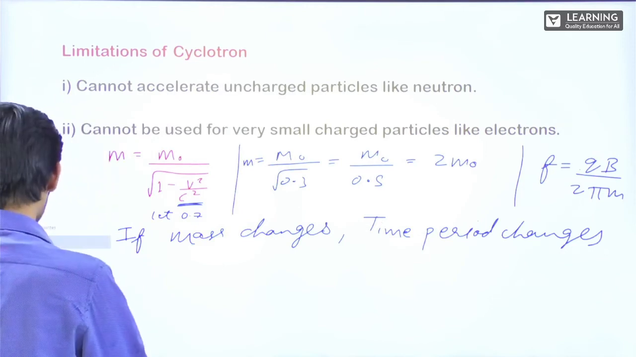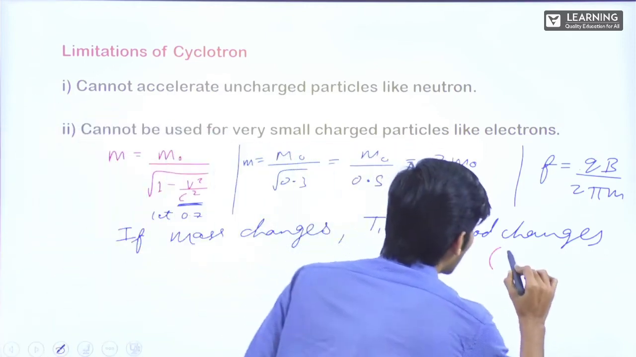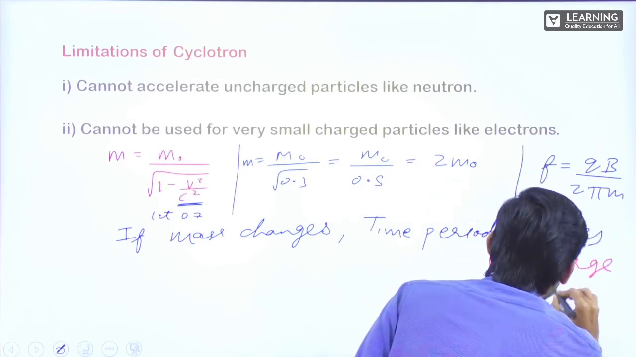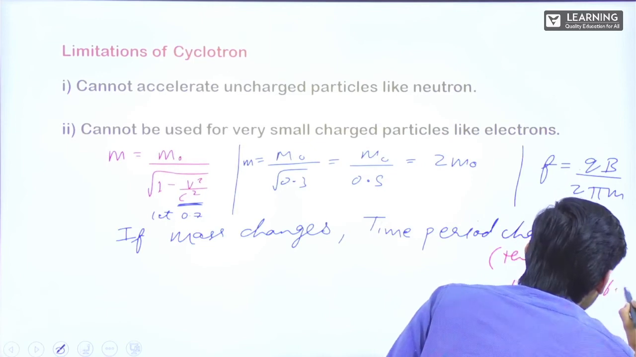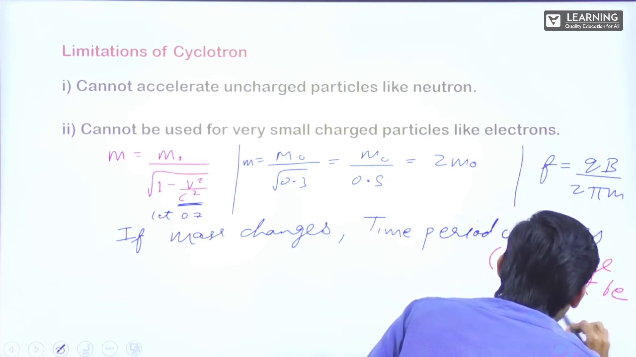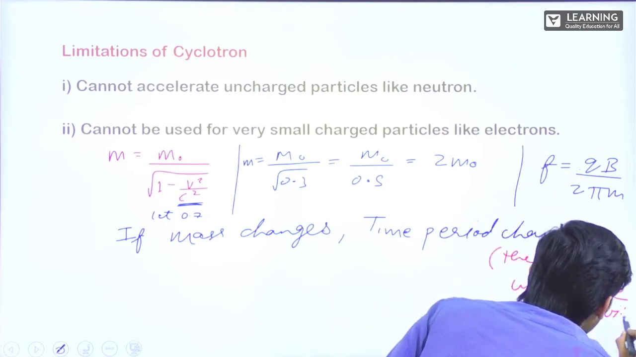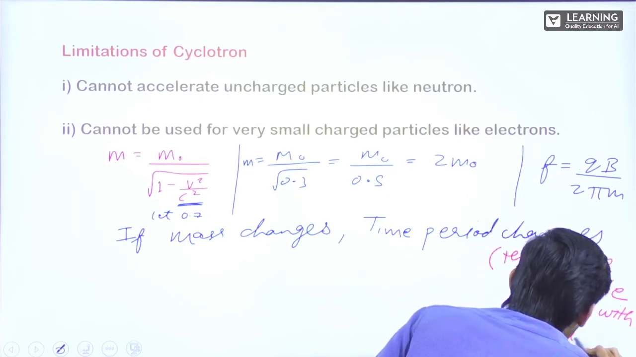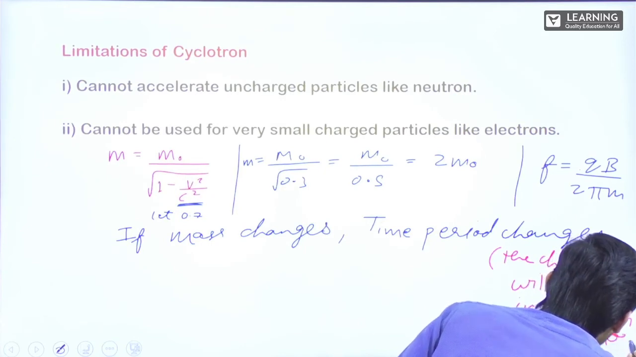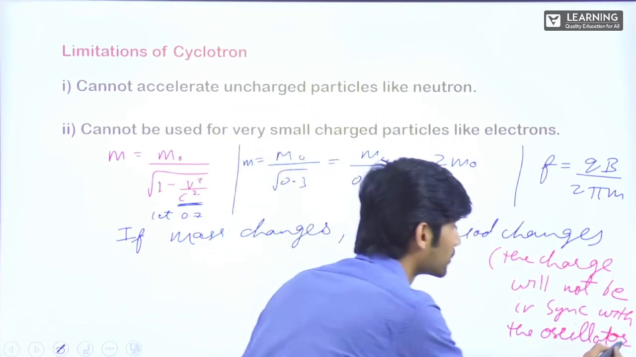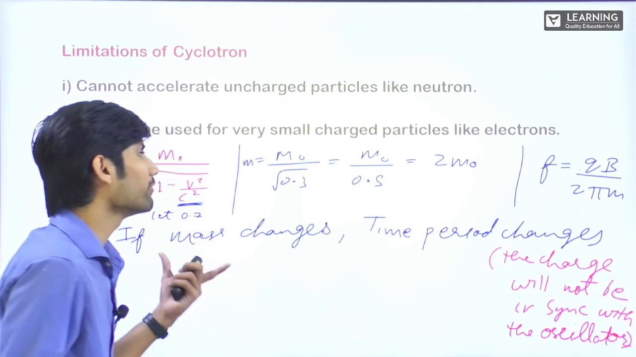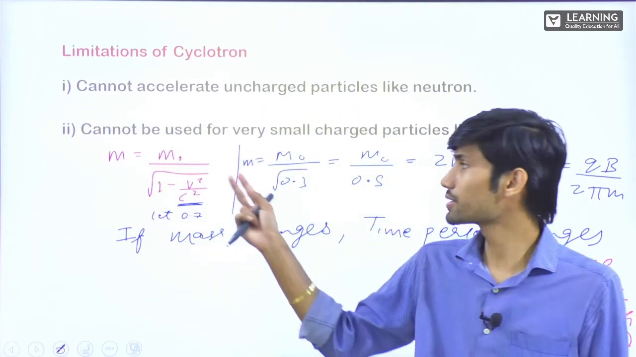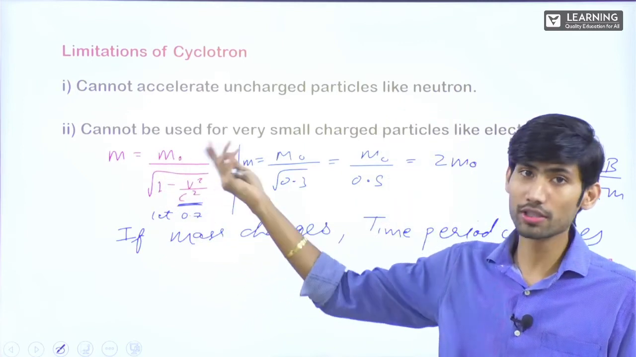Alright. If you want, I'll write it down here. The charge will not be in sync with the oscillator. I hope you understood this. That's why we don't want to put any kind of charge whose mass changes in the cyclotron.